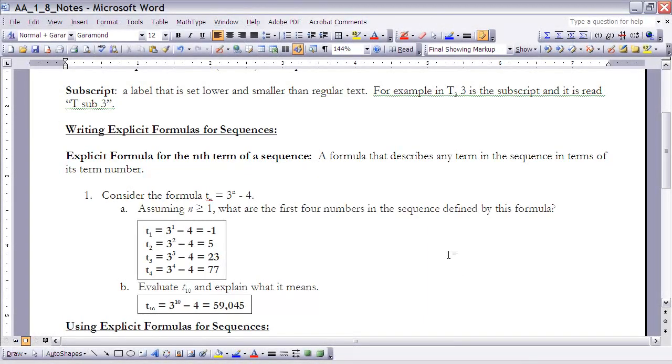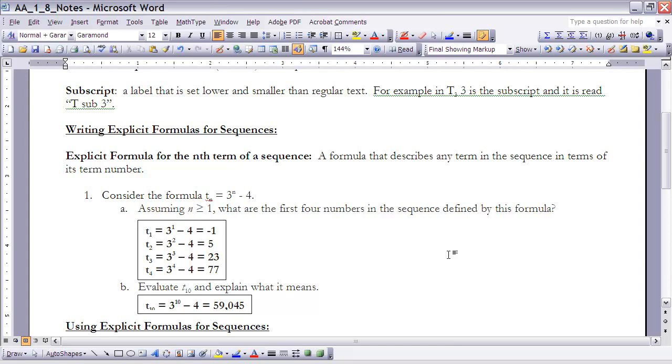Okay, let's look at the first example that you have in your notes there. It says, consider the formula T sub n equal to 3 raised to the n power minus 4. Assuming n is greater than or equal to 1, what are the first 4 numbers in the sequence defined by this formula? Okay, so n, remember, is your term number. So if I'm finding the first 4 numbers in that sequence, I'm looking for the first term, the second term, the third term, and the fourth term. So in other words, I'm looking for the value of the sequence when n is 1, 2, 3, and 4.